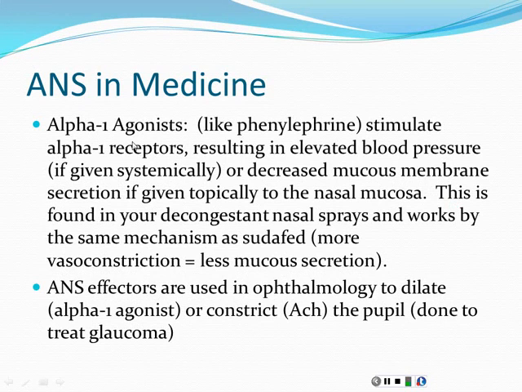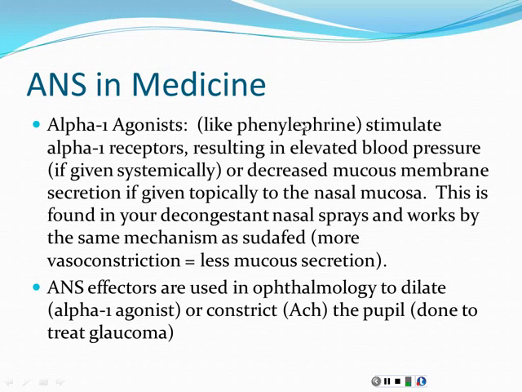Alpha-1 agonists. These stimulate alpha-1 receptors specifically. So if we gave an alpha-1 agonist IV, in other words, it would circulate all around the body, we would have a massive increase in blood pressure because all over the body, the vessels would get smaller. They would vasoconstrict. Smaller tubes create higher pressure. So a medication like phenylephrine would cause a massive increase in blood pressure.